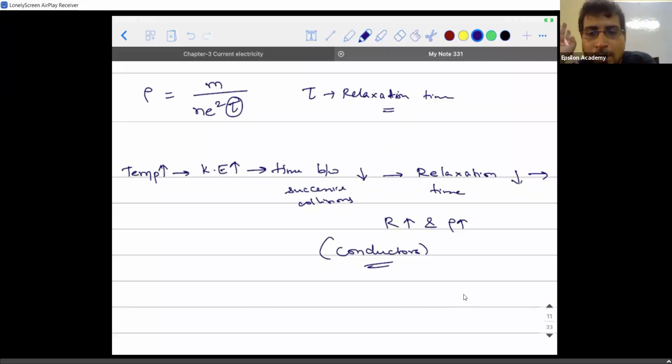Because there are three kinds of materials that we will be learning. One is conductor, one is insulator, and the last chapter that we are going to see is semiconductors. At that time, everything will be a reverse theory. That is why I'm stressing here. For a conductor, please underline the word conductor. Conductor means metals. For a conductor, resistance is directly proportional to temperature, and resistivity is also directly proportional to temperature. Okay.